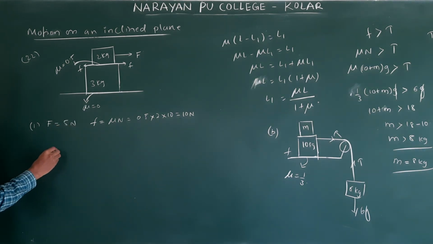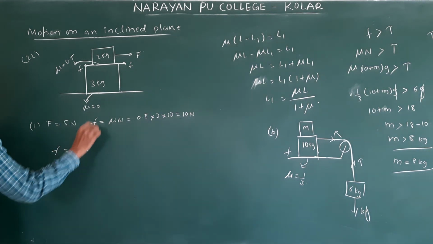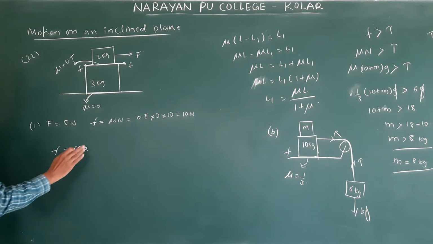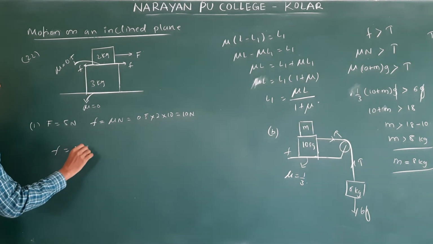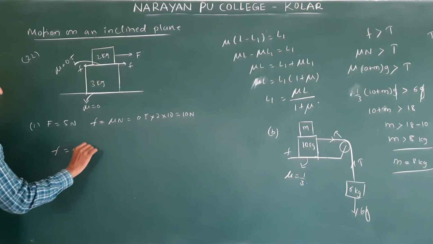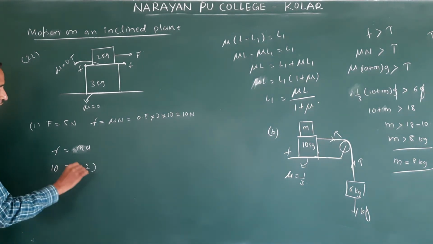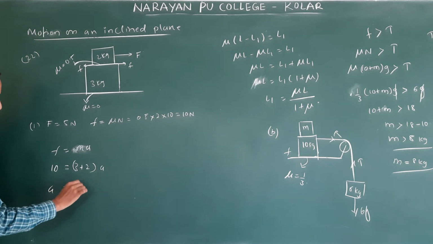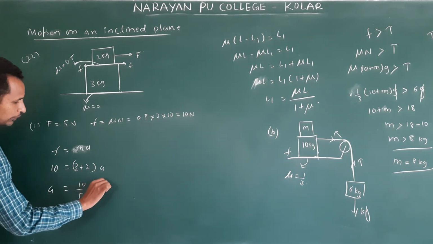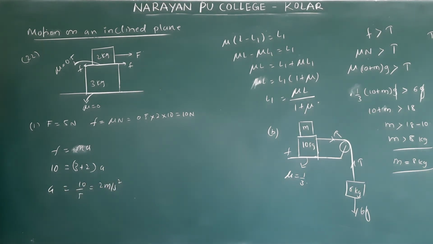So the acceleration: how do we write it? Force F is equal to m a. Friction is causing the acceleration here. So the total mass is 3 plus 2, into a. Friction is 10. So a is equal to 10 by 5. This is 2 meters per second square.